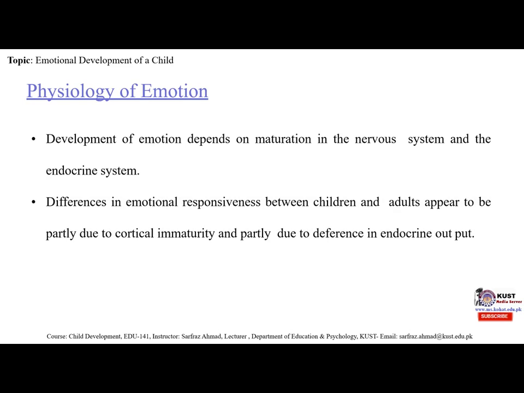Then we discuss the physiology of emotions. So what is the physiology of emotions? The development of emotions depends upon the maturation of the nervous system and the endocrine system. If there are some differences in emotional responsiveness between children and adults, that appears to be partly due to cortical immaturity and partly due to differences in endocrine output.